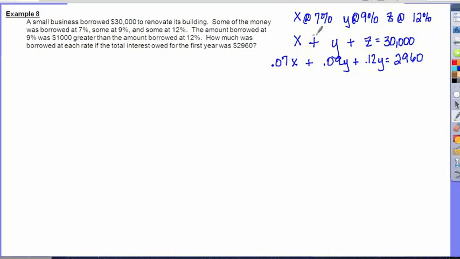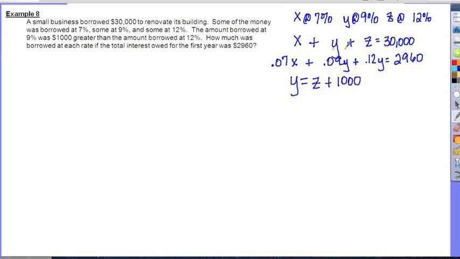Now the amount of money we borrowed at 9% is our y. The amount borrowed at 9% was 1,000 greater than the amount borrowed at 12%. Well, the amount borrowed at 12% was z, and then 1,000 greater. So there are our three equations. Now we get to try to figure out how much was borrowed at each amount.